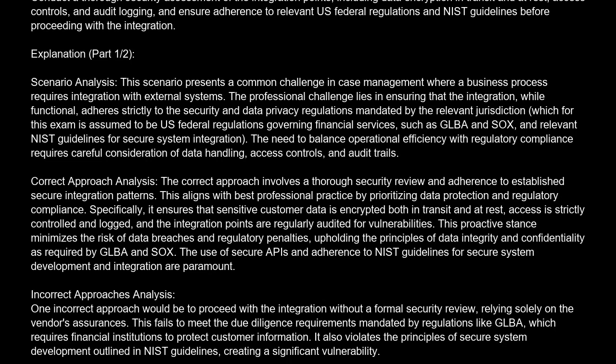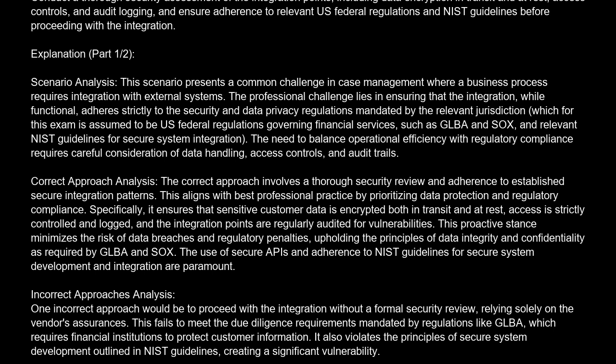The correct answer is A. Conduct a thorough security assessment of the integration points, including data encryption in transit and at rest, access controls and audit logging, and ensure adherence to relevant U.S. federal regulations and NIST guidelines before proceeding with the integration.